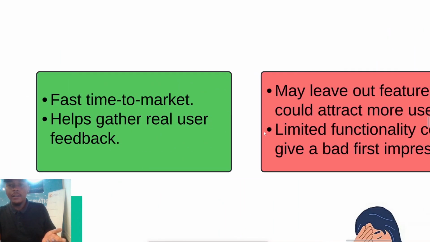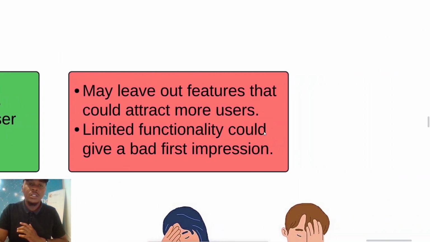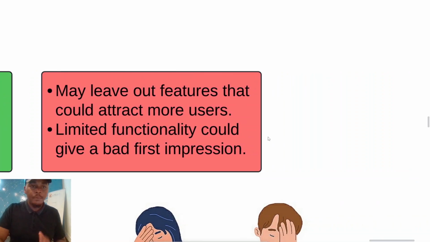Now let's look at the cons of this method, or rather of this step. It may leave out features that could attract more users. Remember, I've been saying not so long ago that some features you may need to leave out so you can develop the MVP quickly and then you can give it to the users to test.